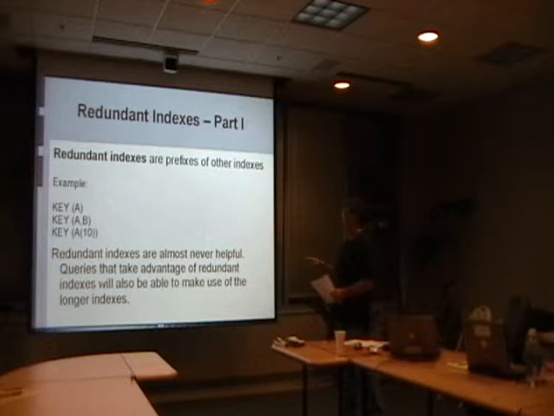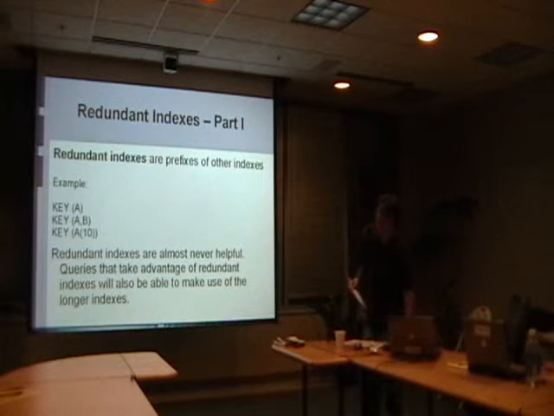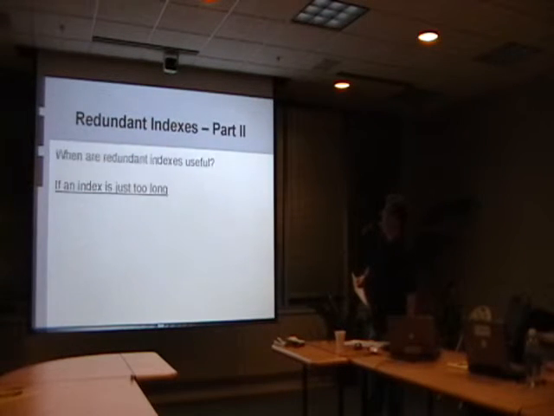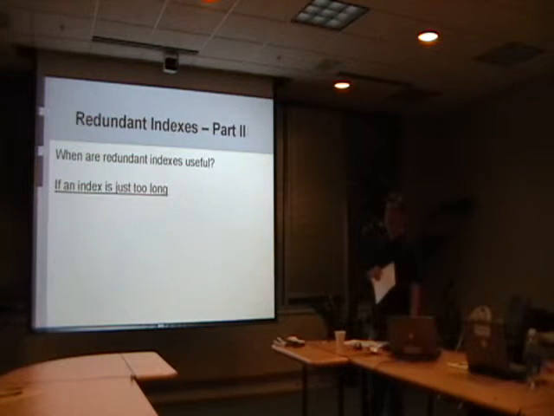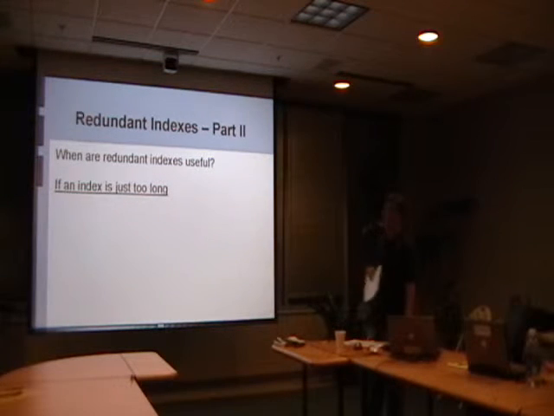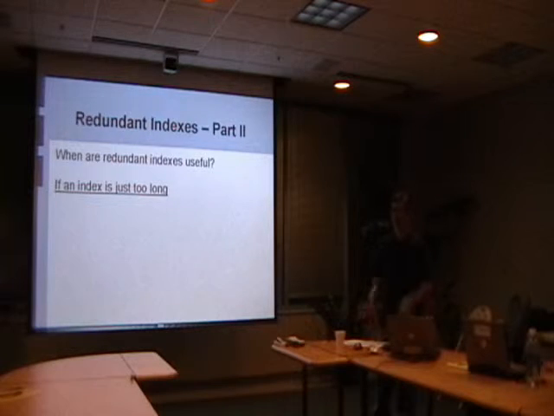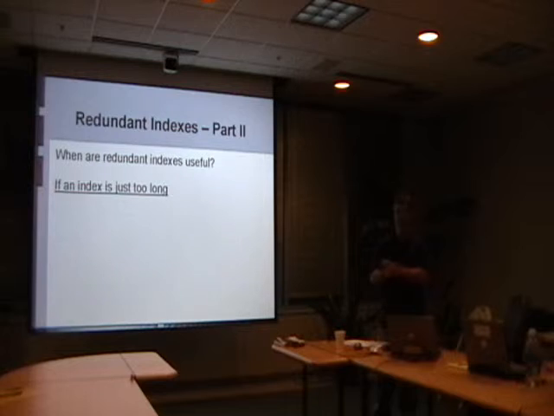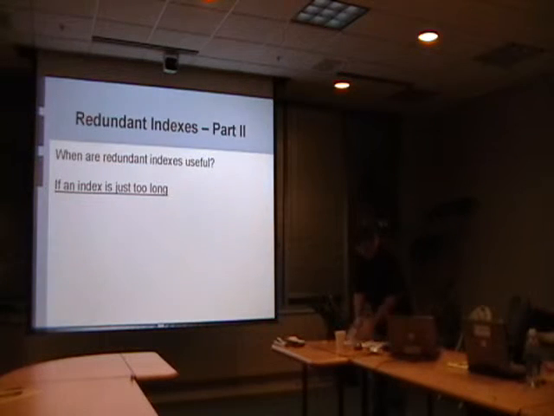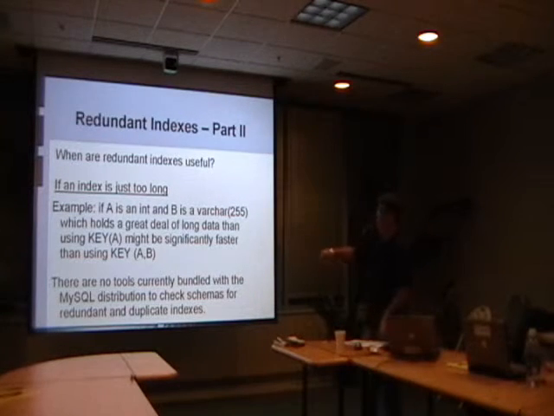Okay? Queries that are going to take advantage of redundant indexes are also going to be able to make use of the longer index. However, that being said, in some cases it might be useful to use. If you think back to the one we were just talking about, A10 might make sense. A was 3,000 characters long. Okay, that would be a lot faster in that case if you could use that index of A10. All right? And there's an example there.